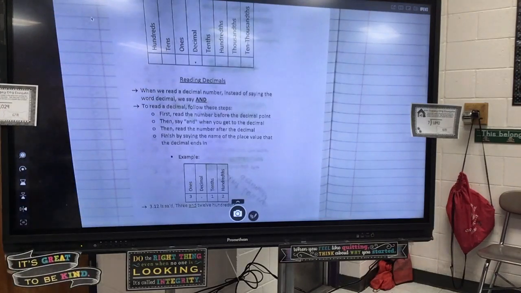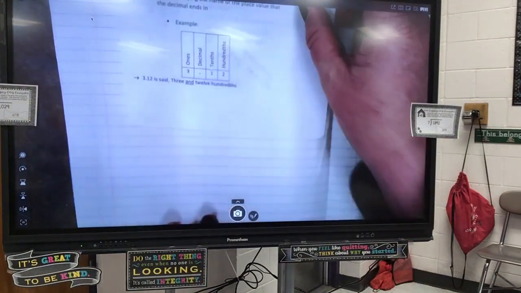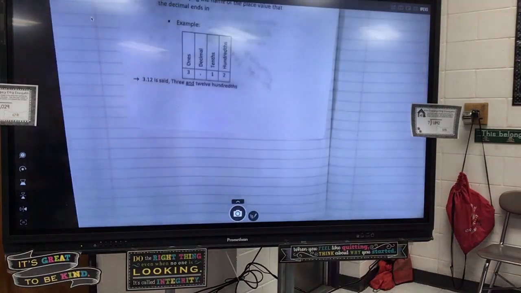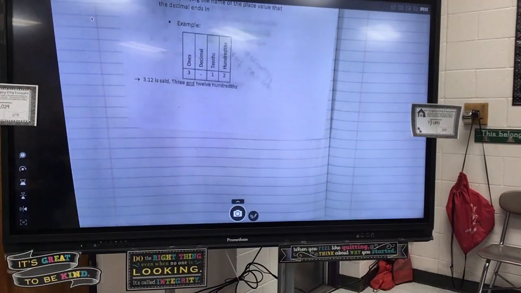And this is just kind of telling you how to say your decimal. When you're saying a number, you use the word and for the decimal. So and is the decimal when you're verbally saying a number. So it says to read a decimal, follow these steps. First read the number before the decimal point, then say and when you get to the decimal point, then read the number after the decimal point. So down here, your decimal is 3.12. How you would say this is 3 and 12 hundredths. So that and represents the decimal.